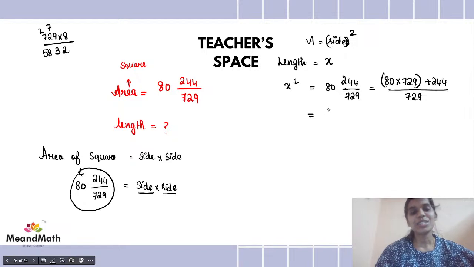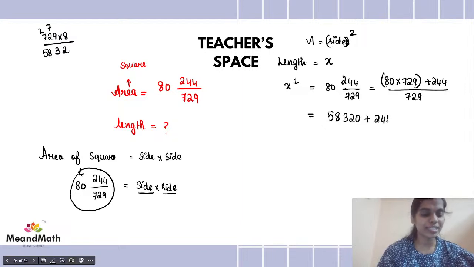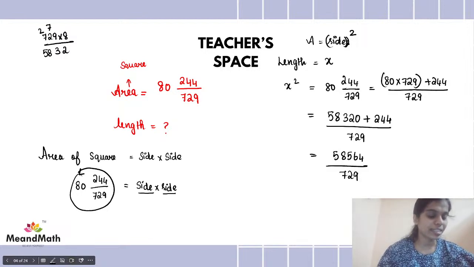Yeah, hi. So, 58320 plus 244 divided by 729. Now we can add these values. We get 58564, right? Divided by 729. Yes. So now this is x square.